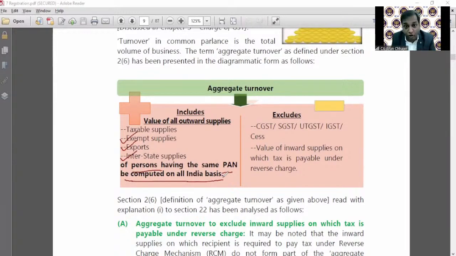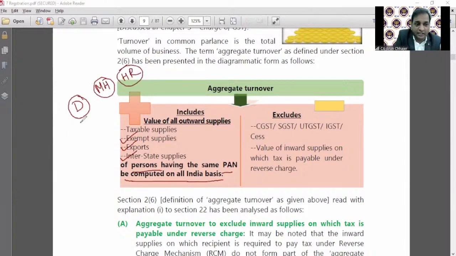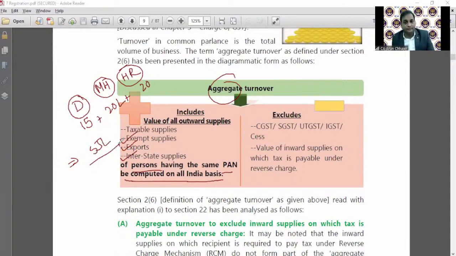To be computed on all India basis, meaning thereby I am doing the business in Delhi, in Maharashtra, and in Haryana. I have the turnover of 15 lakh in Delhi, 20 lakh in Maharashtra, 20 lakh in Haryana. What is my aggregate turnover? Aggregate turnover would be the sum total of all this. So I need to take registration.